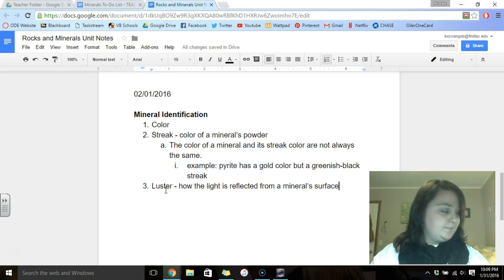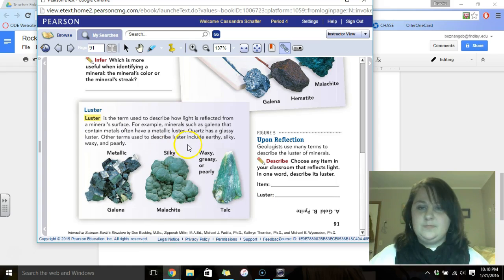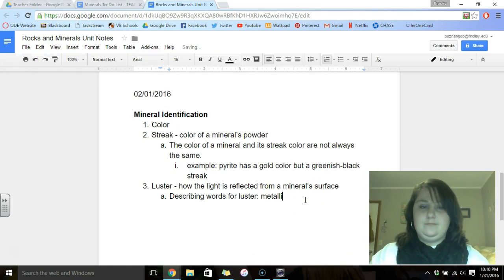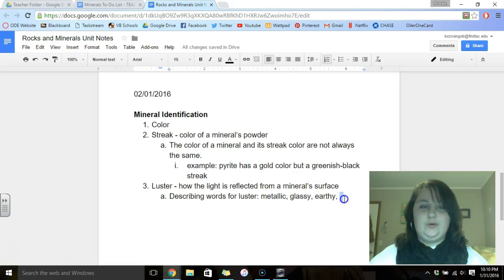So, now that we have what luster is, let's look at some of the words we use to describe luster. So describing words for luster. What are some of the examples that it gave us before? It has metallic, glassy, earthy, silky, waxy, and pearly. Metallic, glassy, earthy, what are the other words? Silky, waxy, and pearly.